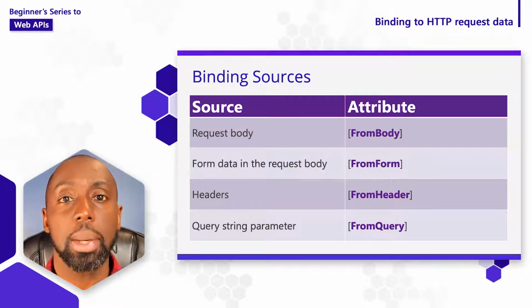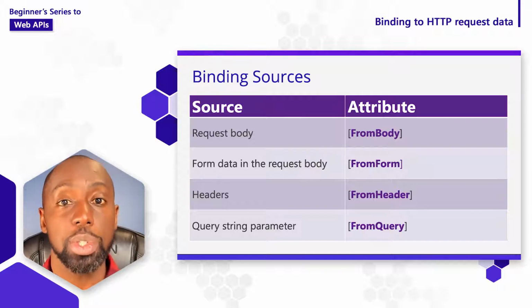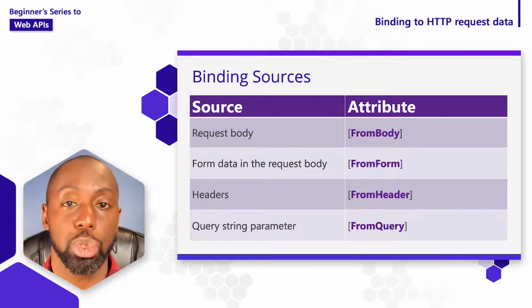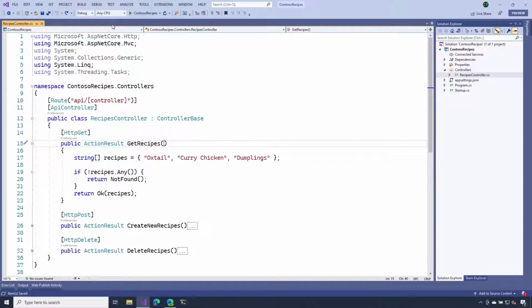Now, let's take a look at a practical example and see how we can use these binding parameters inside of Visual Studio. Let's take another look at our get operation inside of our recipes controller. A common ask whenever requesting resources is to be able to limit the number of resources that get returned from our API. And one way we could do this is by specifying a count parameter.